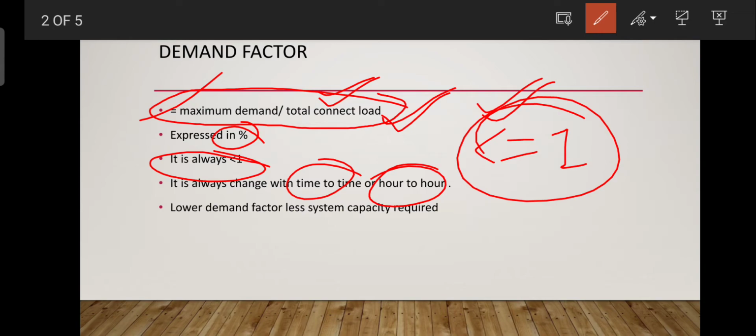The lower the demand factor, the less the system capacity required. So our demand factor gives the indication of the simultaneous operation of the connected load to the total connected load. Okay, so it is complete.